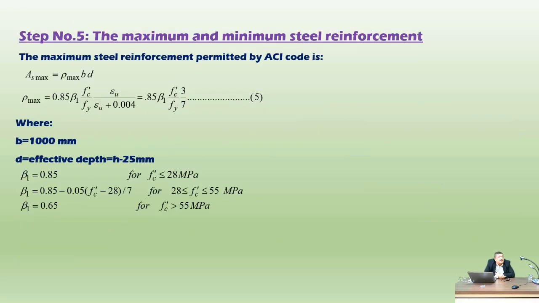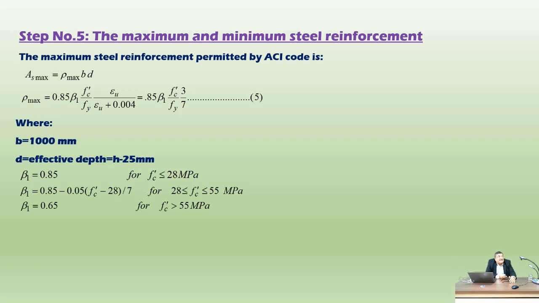Step number 5, the maximum and minimum steel reinforcement. The maximum steel reinforcement permitted by the ACI code is As max equal to rho max dot B dot D. Rho max equal to 0.85 beta 1 F prime C over Fy dot epsilon U over epsilon U plus 0.004, equal to 0.85 beta 1 F prime C over Fy dot 3 over 7, where B equals 1000 millimeter and D equals effective depth, equal to H minus 25.